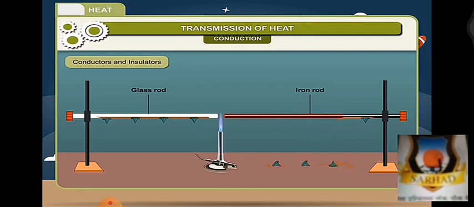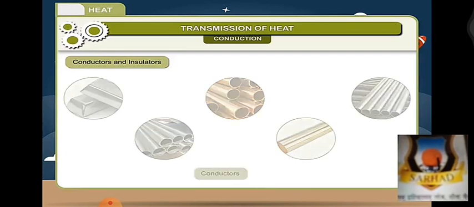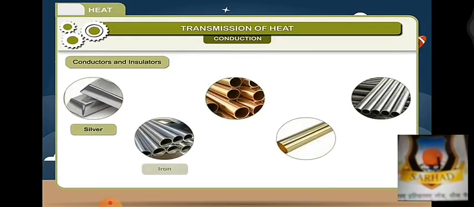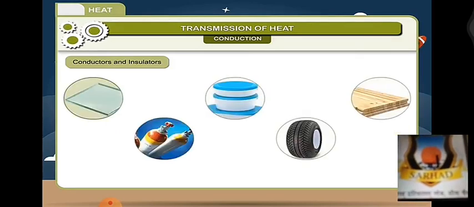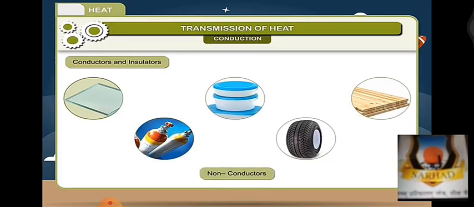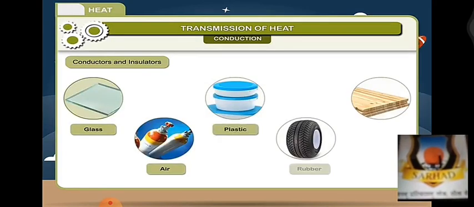On the basis of the activity, we can say that some materials conduct heat and some do not conduct heat. Hence, materials which allow heat to flow through them are called conductors. Examples: silver, iron, copper, brass, aluminium, etc. The materials which do not allow heat to flow through them are called insulators or non-conductors or bad conductors. Examples: glass, air, plastic, rubber, wood, etc.